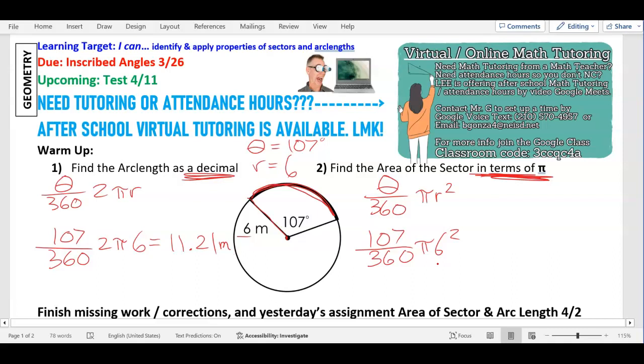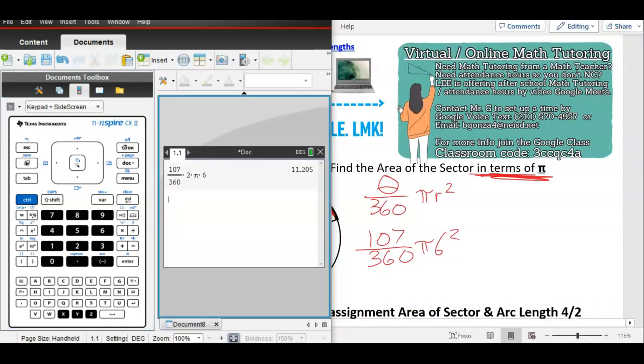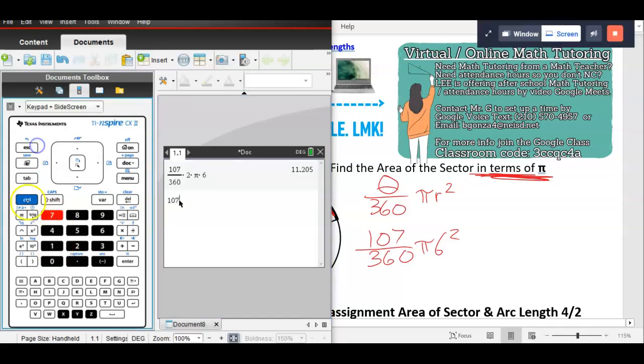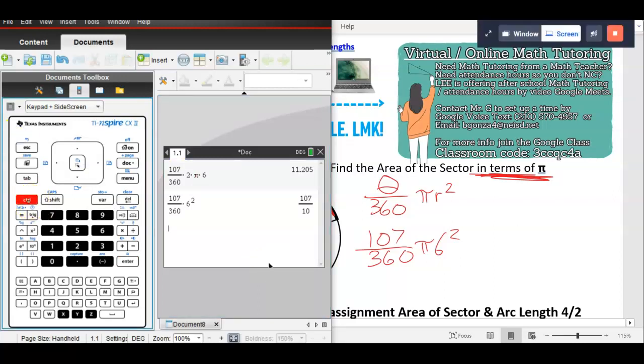In terms of pi is a little bit different, so let me show you how it looks. When you do in terms of pi, you're going to type all this in except for the pi. Are you hearing this, people that were not here yesterday? Type all of the numbers in, do not type the pi. So here's how it's going to look. 107, control divide, 360, go to the right. Normally I would put pi 6 squared, but I'm not going to put the pi. I'm just going to put 6 squared. Do you see that there's no pi on the calculator? Once you get a fraction, press control enter, and I get 10.7.